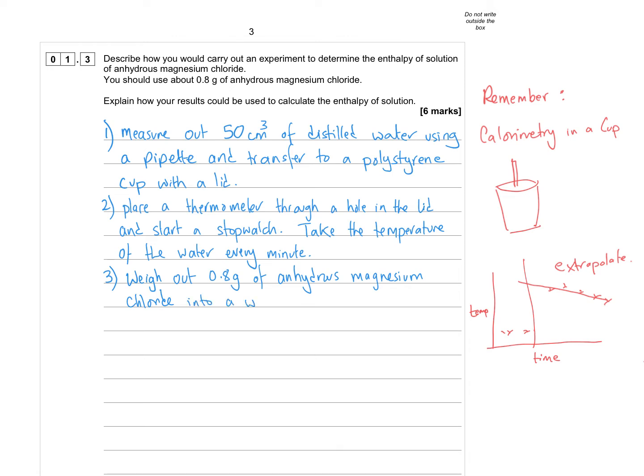And we then need to go on to say how we're going to add the solid to the distilled water, pop the lid back on and stir it rapidly.